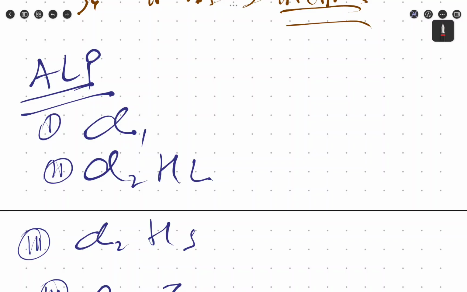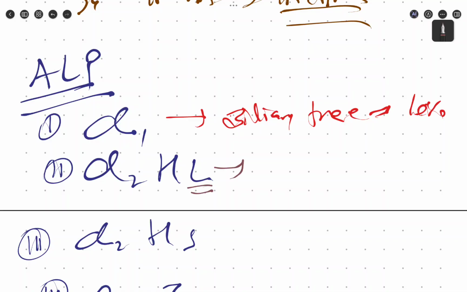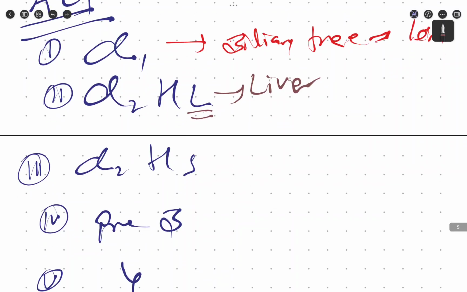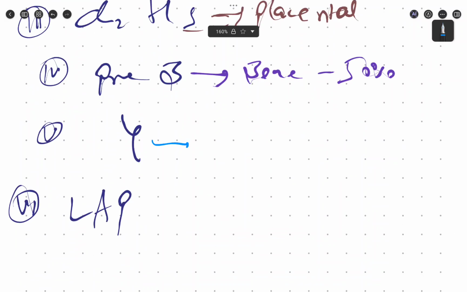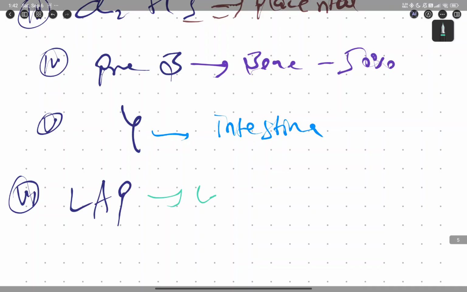All right. So the first one, A1, is found in the biliary tree, and it is about 10% of the total concentration. Then after, A2HL, L is for liver, so it is found in liver. A2HS is for placenta, so it is found in placenta, so it is placental ALP. All right, and pre-B is for bone, and it is around 50% in general. Then after, gamma is found in intestine. All right, and then LAP is found in leukocyte.